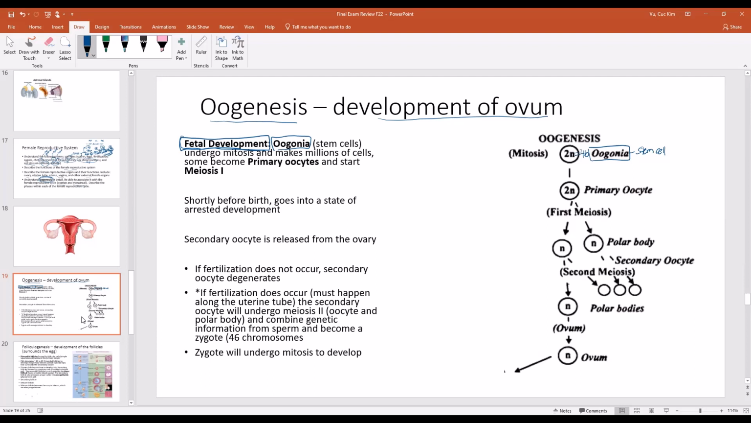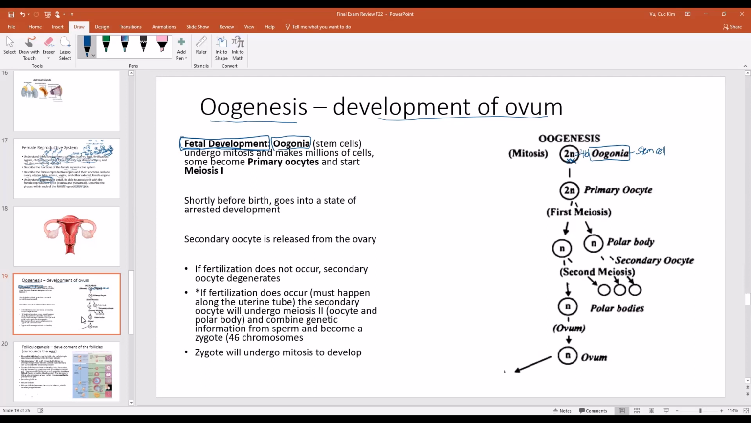2N means it has one copy and then another copy. So 2 copies. In other words, it has 46 chromosomes: chromosome 1, chromosome 1, chromosome 2, chromosome 2, chromosome 3, 3, and so on. But we're talking about females here, right? So for the 23rd pair, what does it always look like in a female? XX. That's right. Her 23rd pair is always going to be XX.